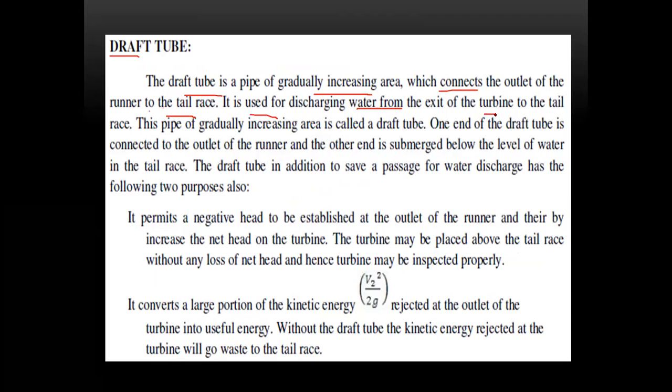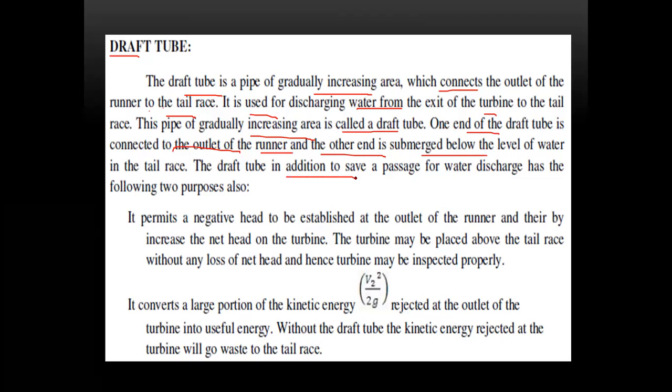So, we use the draft tube to exit the water from the turbine. It is placed at the outlet of the runner near the tail race. This pipe of gradually increasing area is called a draft tube. One end of the draft tube is connected to the outlet of the runner and the other end is submerged below the level of the water in the tail race.